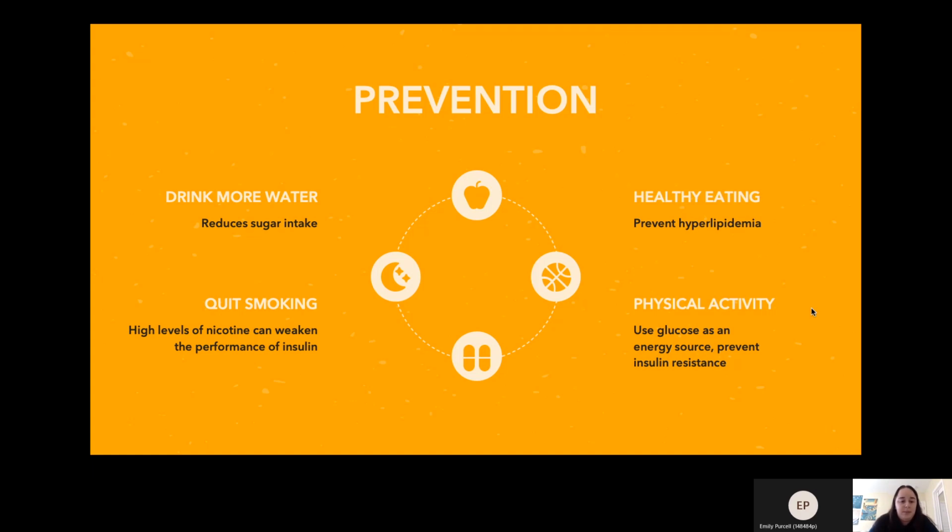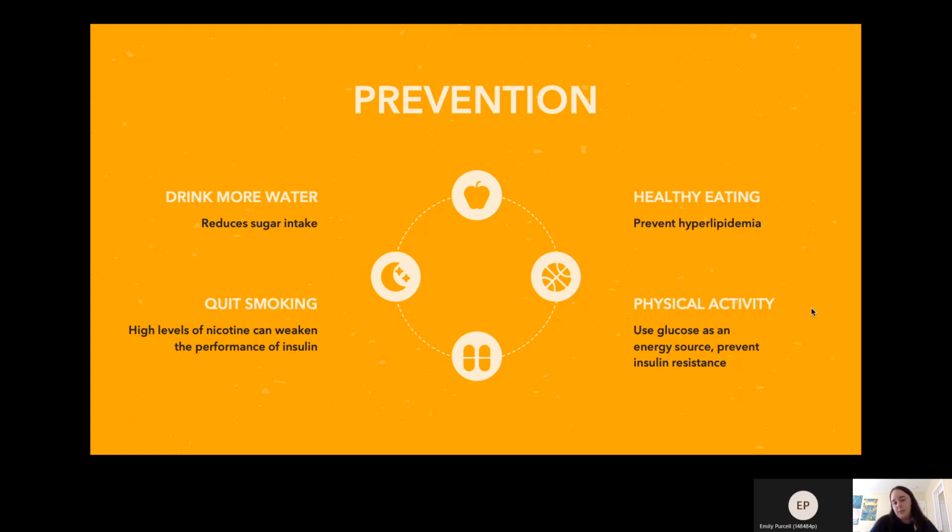You can also quit smoking because, interestingly, high levels of nicotine can weaken the performance of insulin. If there are high levels of nicotine in your body, insulin can't work the way it's supposed to. It can sometimes work in a way similar to type 2 diabetes, where the insulin can't let the cell know that it needs to open the glucose channels and let glucose in, similar to insulin resistance.